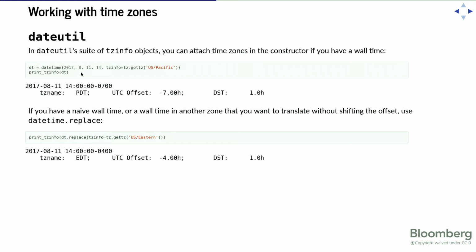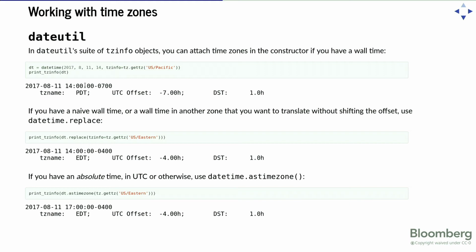So here, I started out in Pacific, 2 p.m. Pacific. If I want 2 p.m. Eastern, I can just replace with the Eastern time zone. Now, if I want to represent the same absolute time, that is to say, shift the time and the time zone, then you use the .astimezone method of datetimes. And you can see here that shifts from 2 p.m. Pacific to 5 p.m. Eastern.